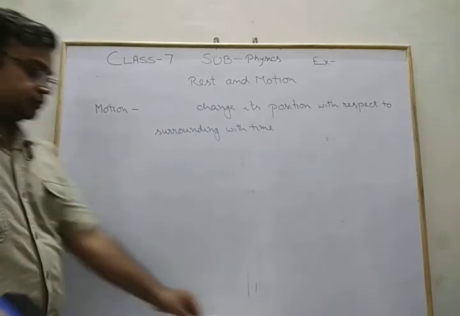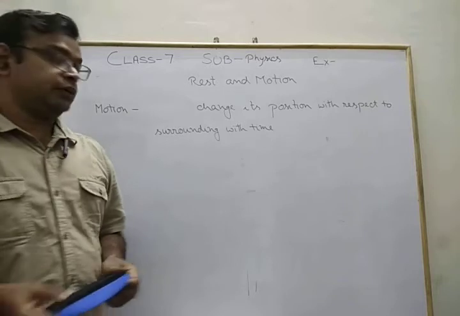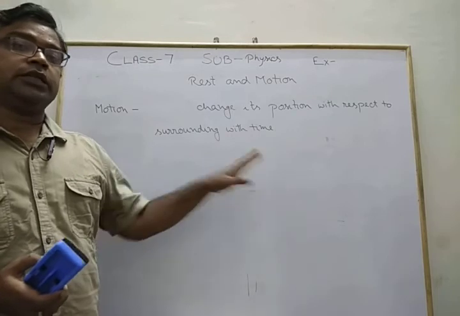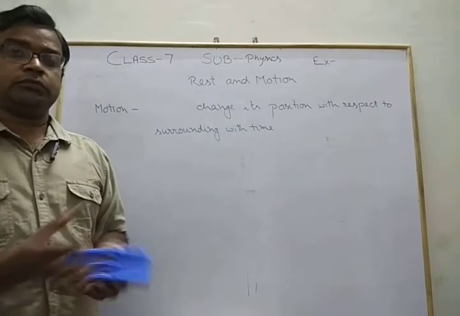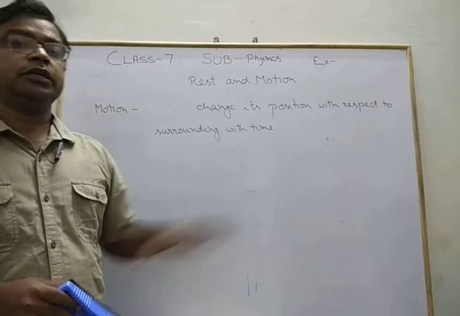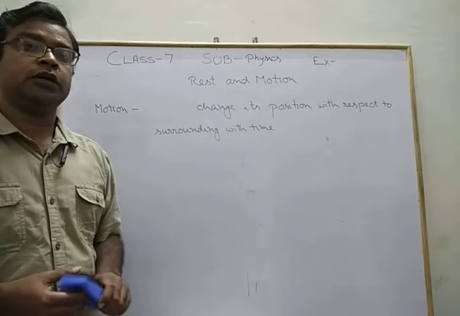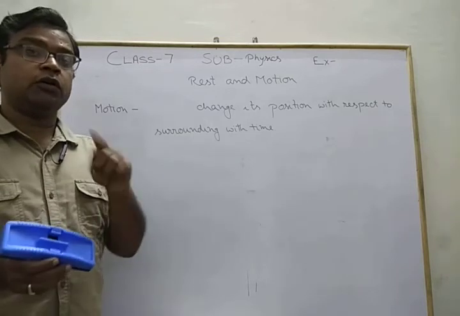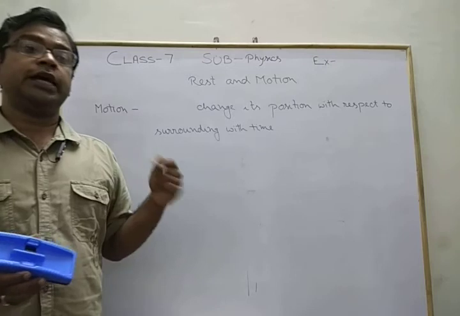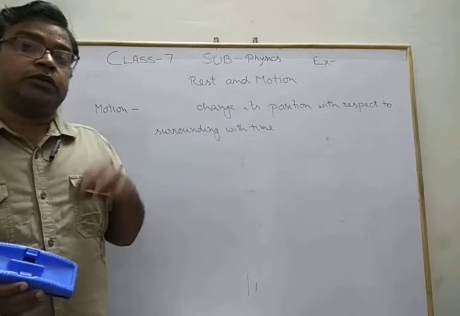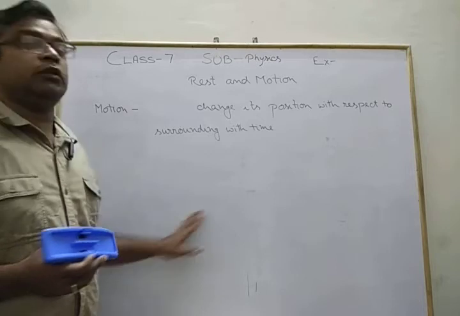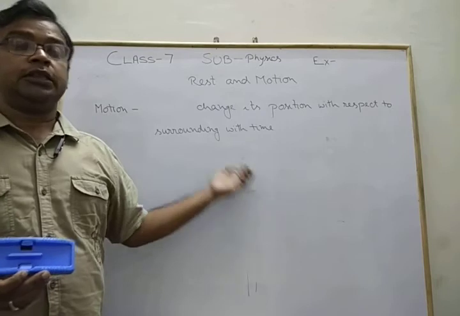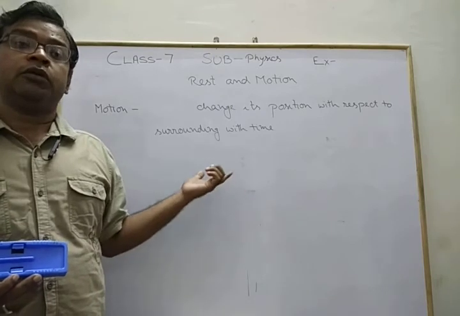Suppose there is a running vehicle or running car on a road, and an observer is standing just on the side of the road or sitting near the road on the footpath or near the field, and observing that the moving car is always changing its place as time goes by. As time changes from 0 to 1 minute, 1 to 2 minutes, that body changes its place from one point to another point. That type of body is known as a body in motion.